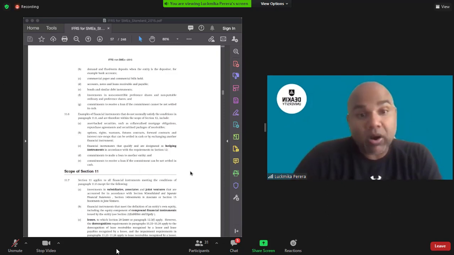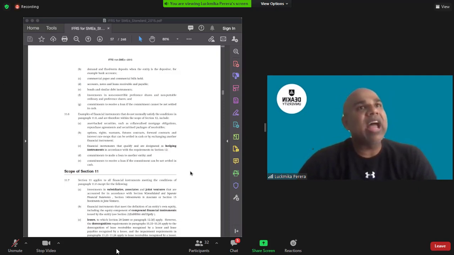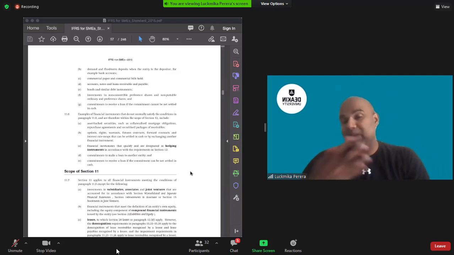Options, rights, warrants, future contracts, financial instruments such as those designated as hedging instruments, then there is a commitment to make loans to another entity. For example, if you sign as a guarantor, then that becomes a complex financial instrument.